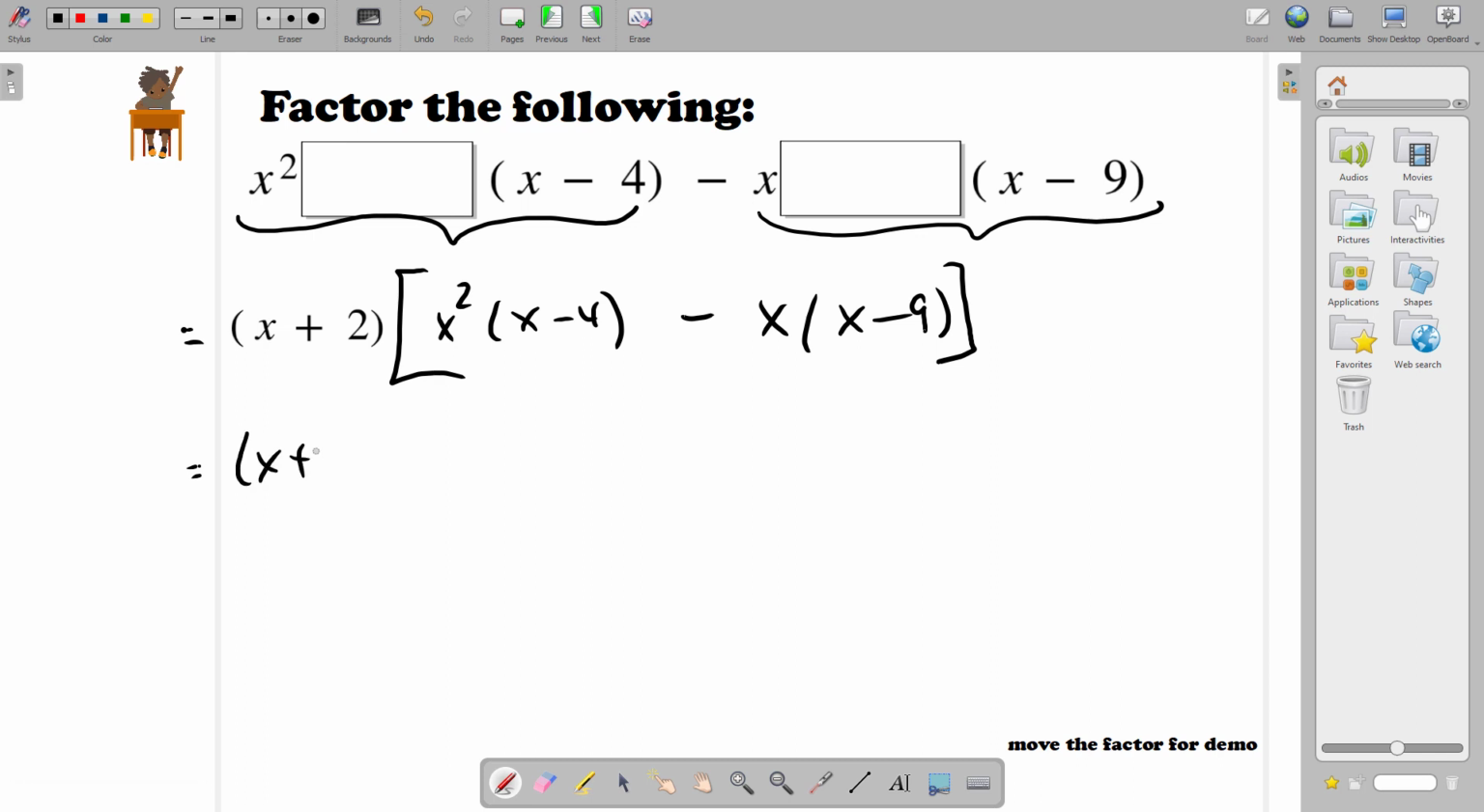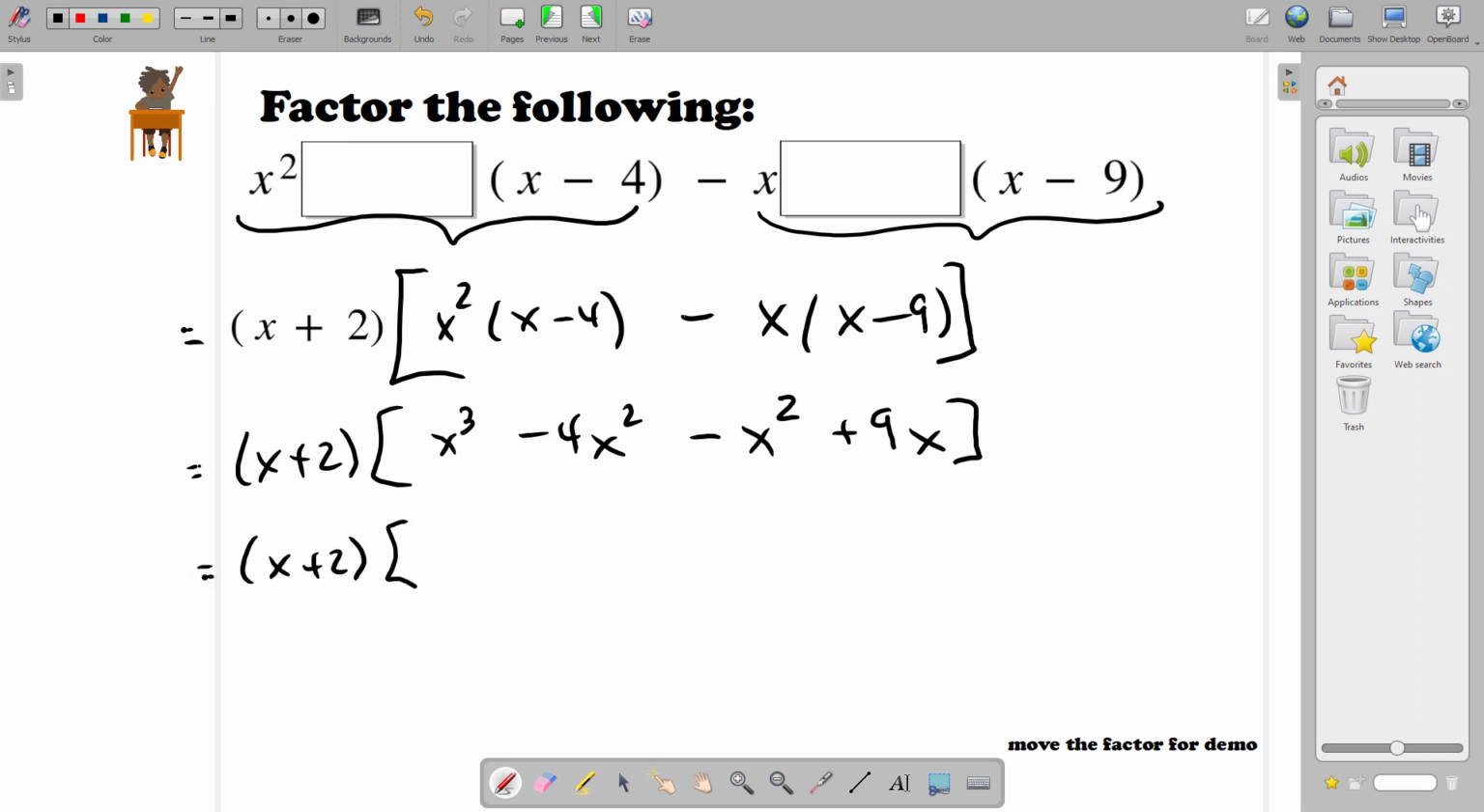So here we need to do some simplifying. X squared times x is x cubed. X squared times negative 4 is negative 4x squared. We have a negative x to distribute. Negative x times x is negative x squared. Negative x times negative 9 is positive 9x. So simplify what's inside. X cubed, negative 4x squared, and negative x squared is negative 5x squared plus 9x.